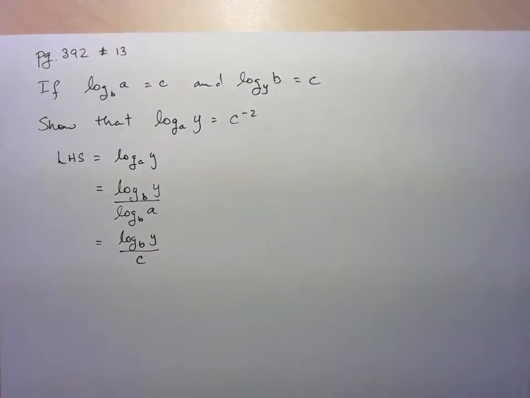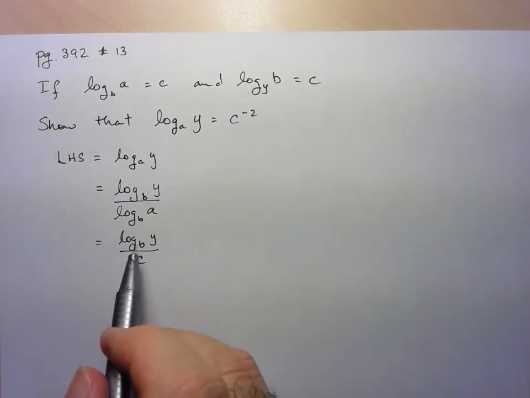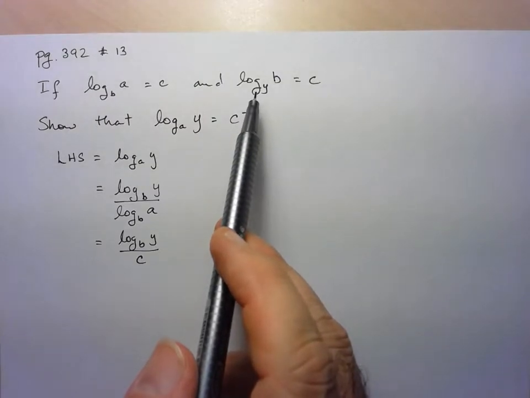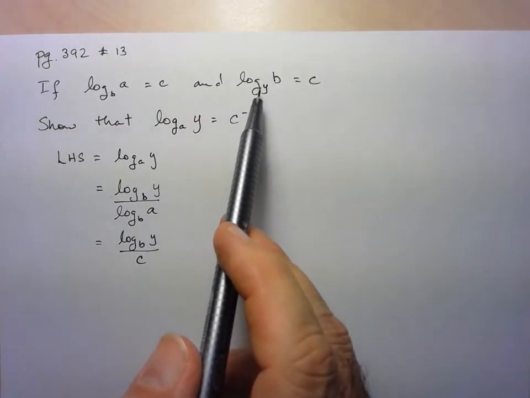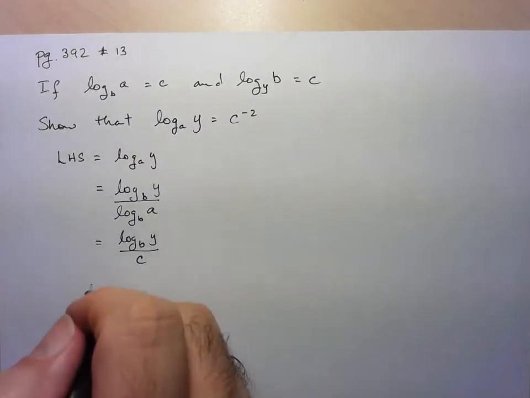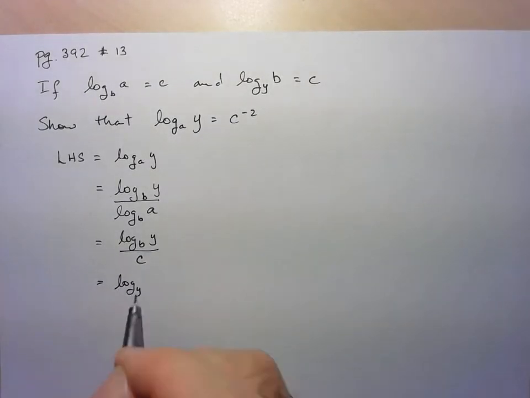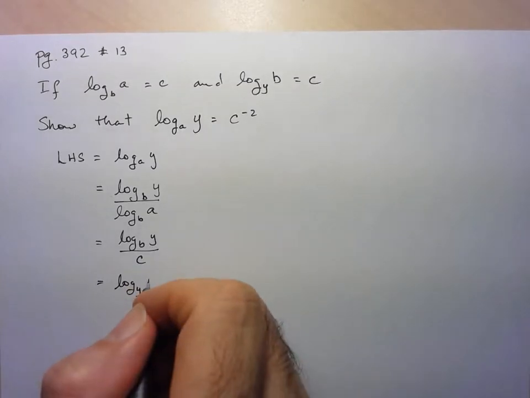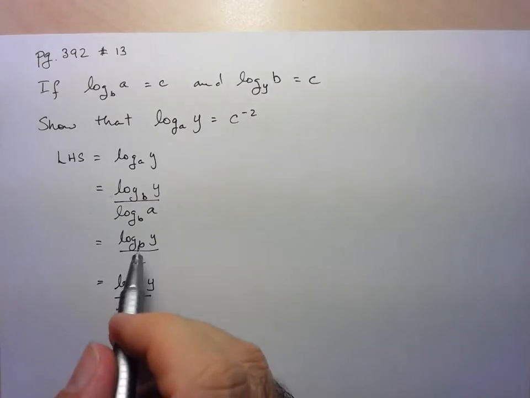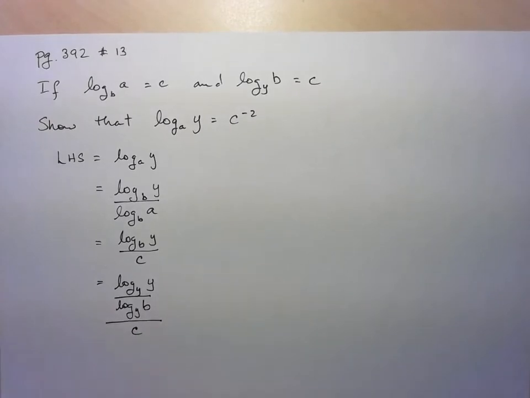Now I still have a logarithm in my expression, but the second piece of information is given with respect to yet another base, y. So I'm going to do the same thing. I'm going to take this logarithm that I have and change it from base b to base y and see what happens. So let's apply the formula again. So log base y of the original input, which was y, over log base y of the original base, which was b. And then of course all of this is divided by c.